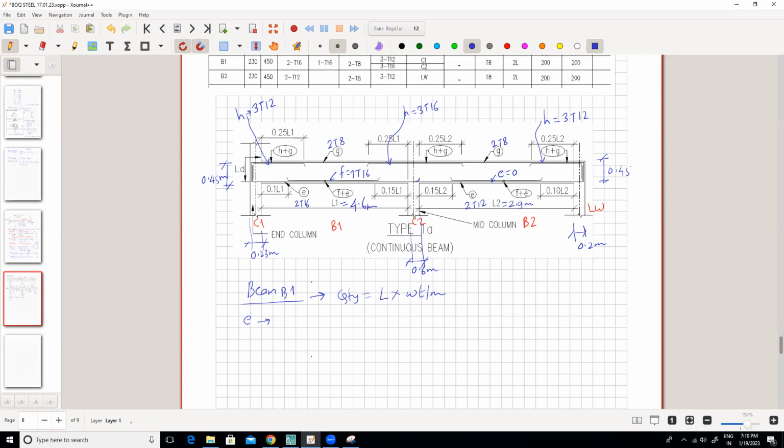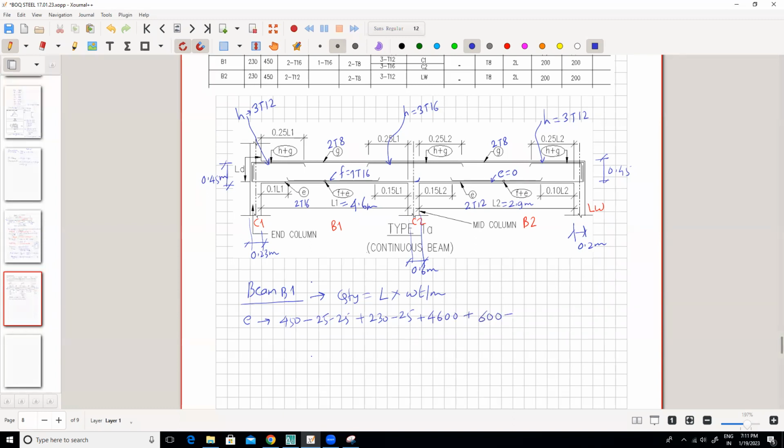Now what will be the dimension? So 450 minus double cover, right? Cover is 25 mm. Double cover, then plus 230 minus cover. So we have calculated this and this portion. Now clear distance, plus 4600, plus this one, 600 minus cover.